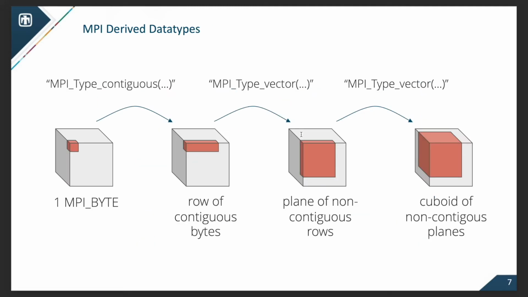But MPI, as I mentioned, has a facility where MPI can handle this for us. We can tell MPI about the non-contiguous layout of our data, and then we can directly operate on those non-contiguous types. Here we just have an example of using MPI type contiguous and MPI type vector to build up an arbitrary 3D region, one of our stencil halo exchange regions in MPI.